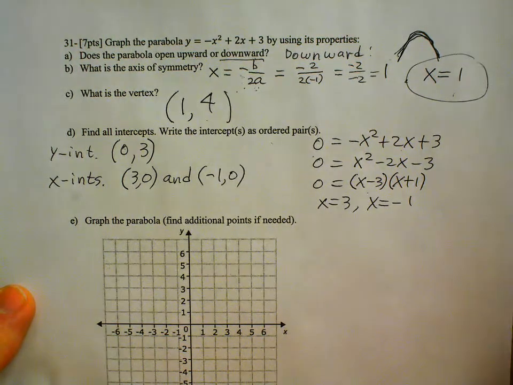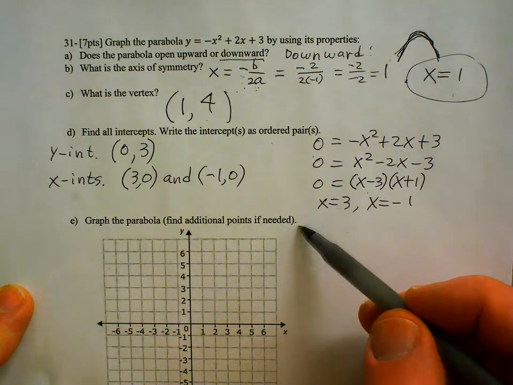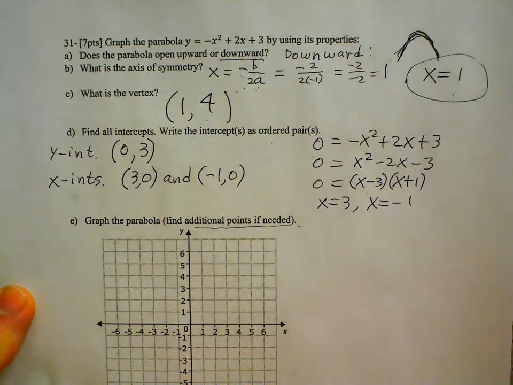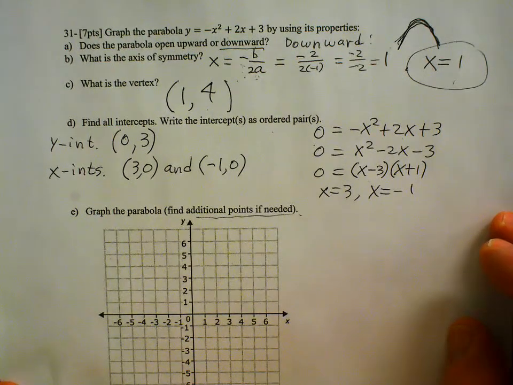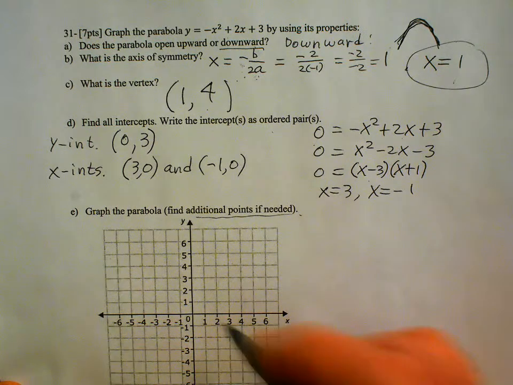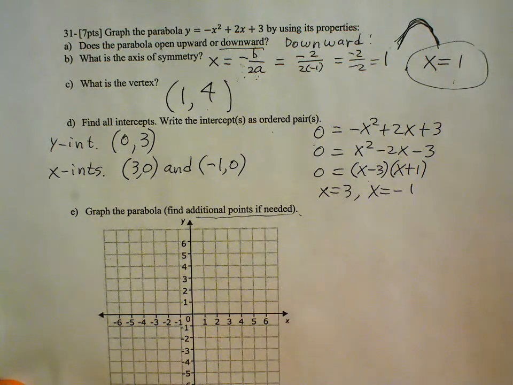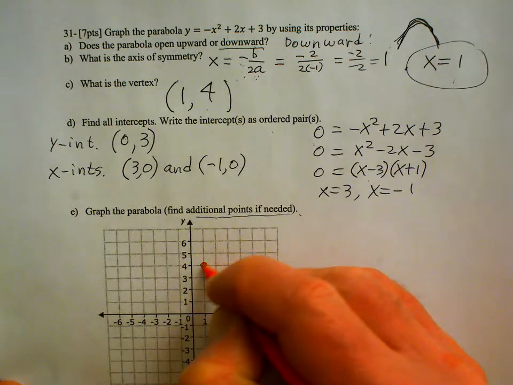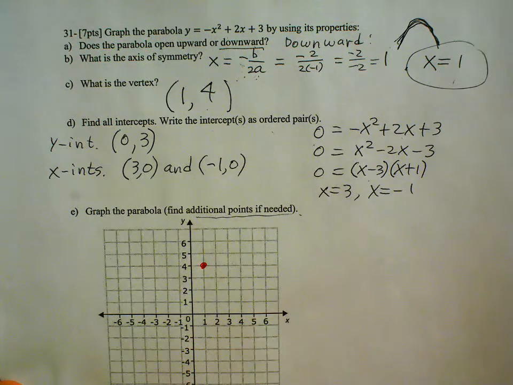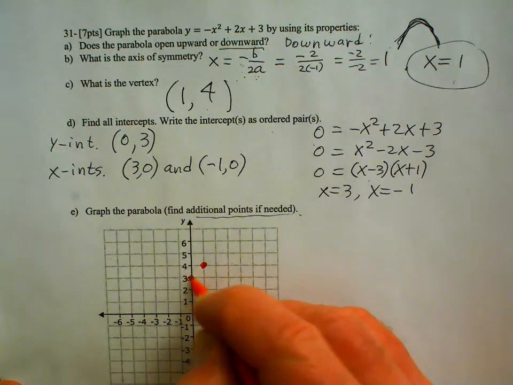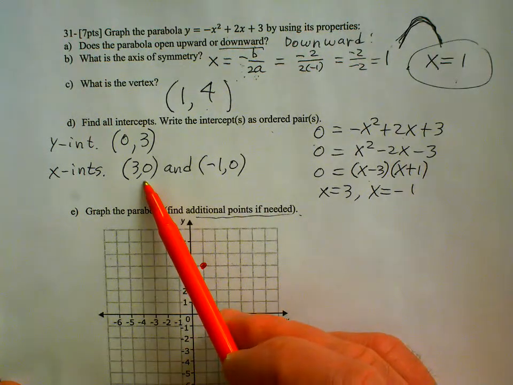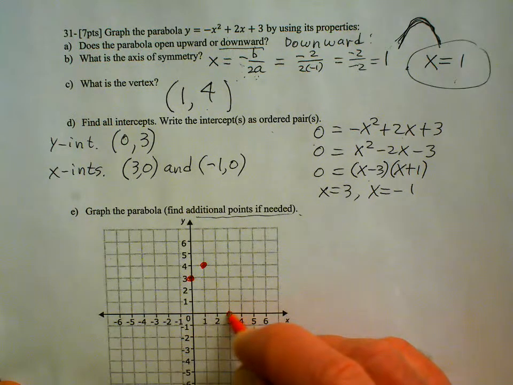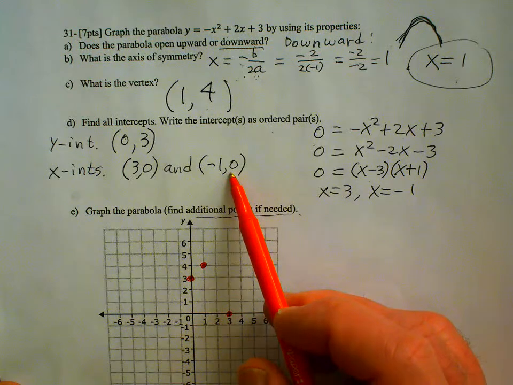Okay, now we can graph the parabola. And we have a formula for finding additional points if we want them or if we need them. Okay, so the vertex is the ordered pair 1, 4. So there's the vertex, 1, 4. The y-intercept is 0, 3. We have an x-intercept at 3, 0. And another x-intercept at -1, 0.